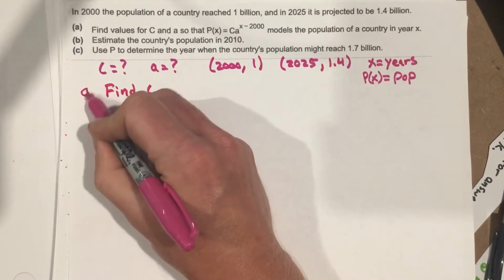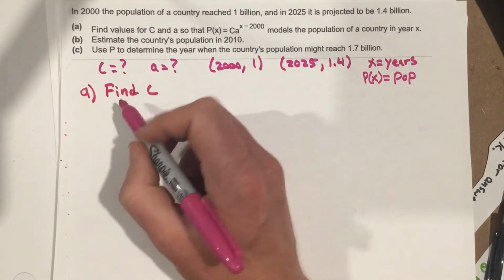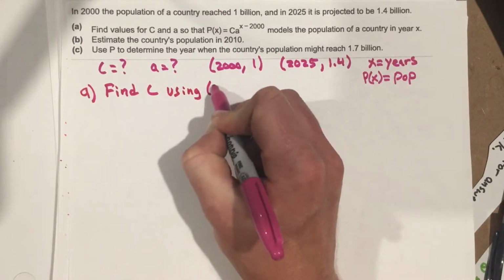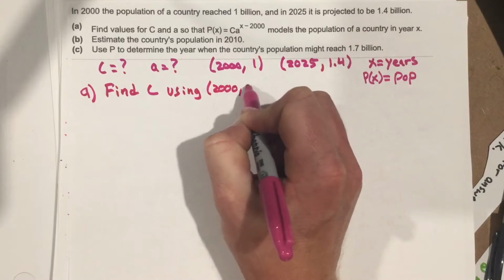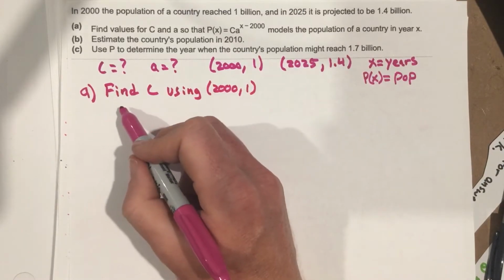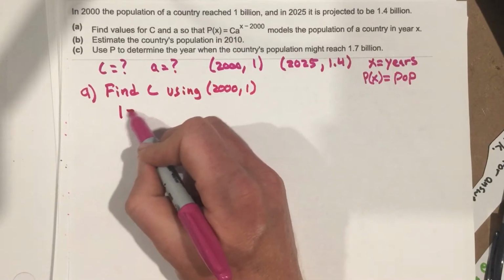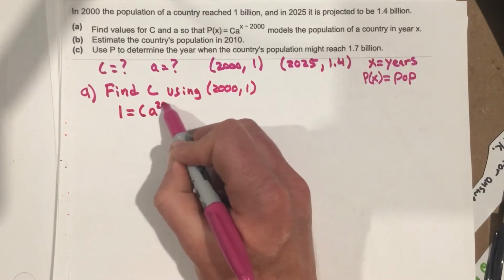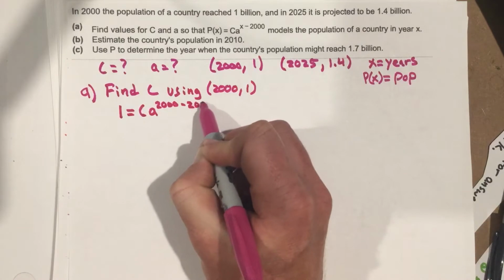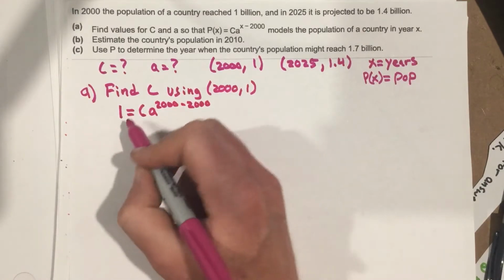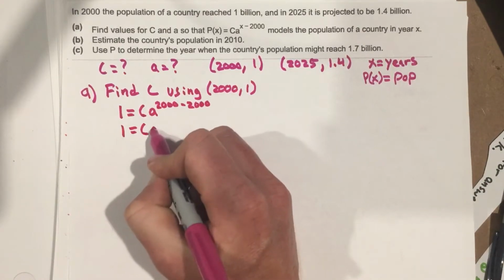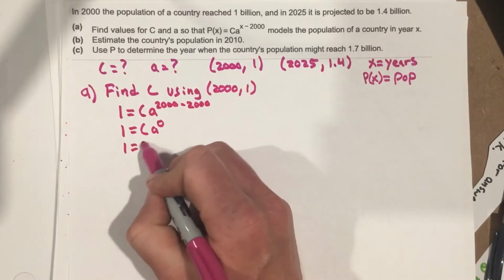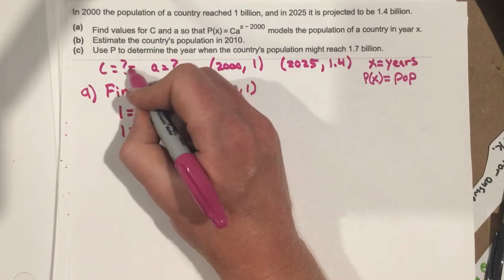And by the way, this is part A. So find C using 2000, 1. So we're going to say 1 equals C A to the 2000 minus 2000 when we plug them in, which is going to give you 1 equals C A to the 0. A to the 0 is 1, so we get 1 equals C. So now we know that C is actually equal to 1.